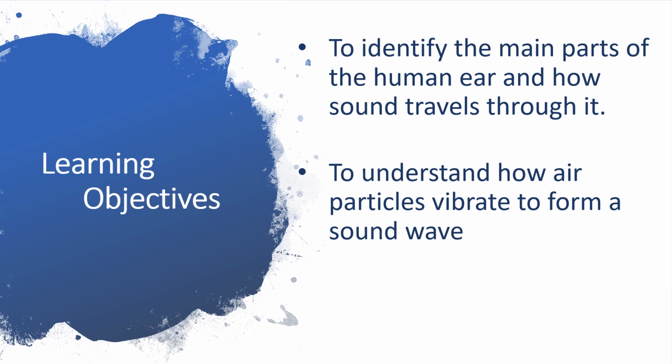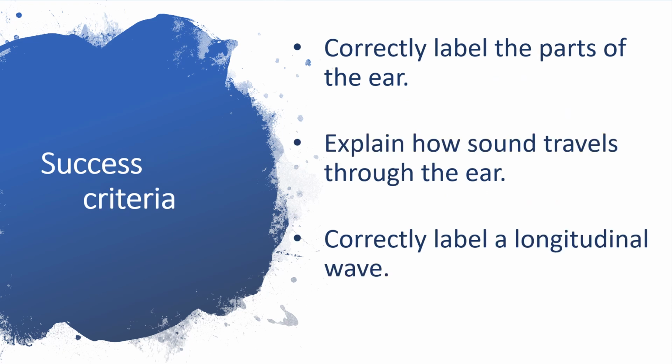So the learning objectives of this lesson are to identify the main parts of the human ear and how sound travels through it, and to understand how air particles vibrate to form a sound wave. To be successful, you must be able to correctly label and identify the parts of the ear, explain how sound travels through the ear, and correctly label a longitudinal wave.